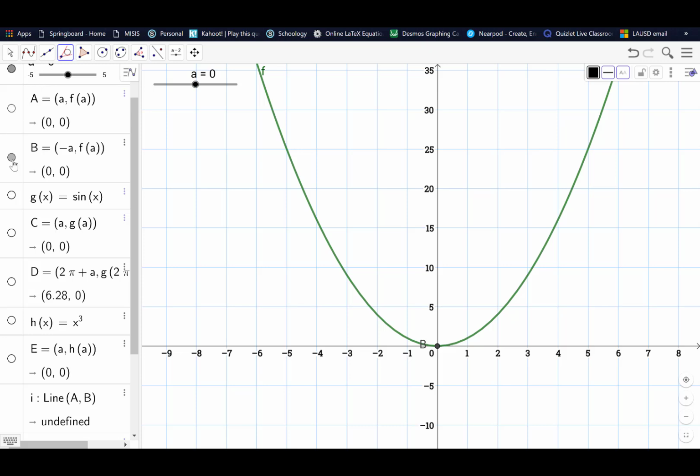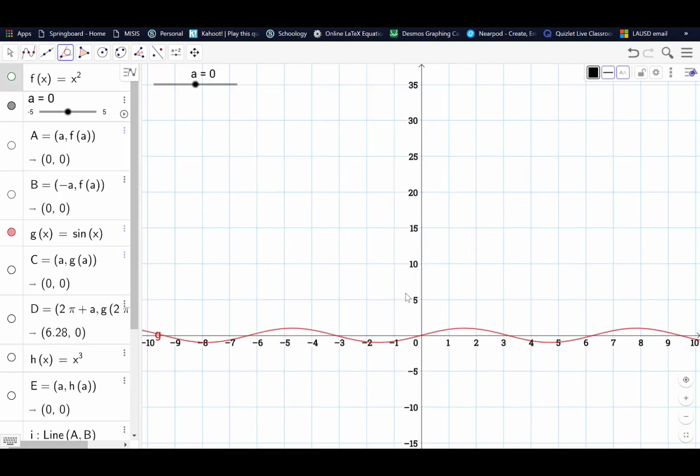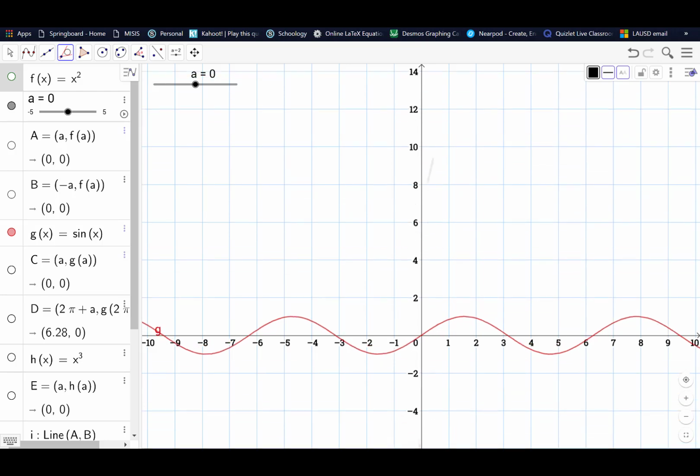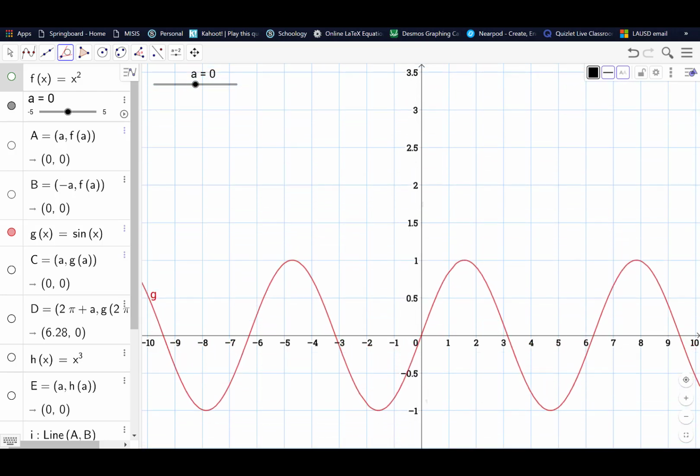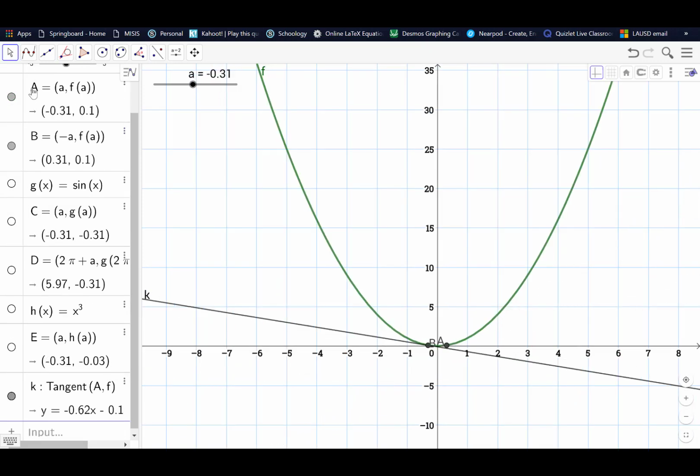Another example of a function that's not one-to-one is sine of x. So here's sine of x. And this one's not one-to-one. Because look, I have 2 points on the graph. Whoa.